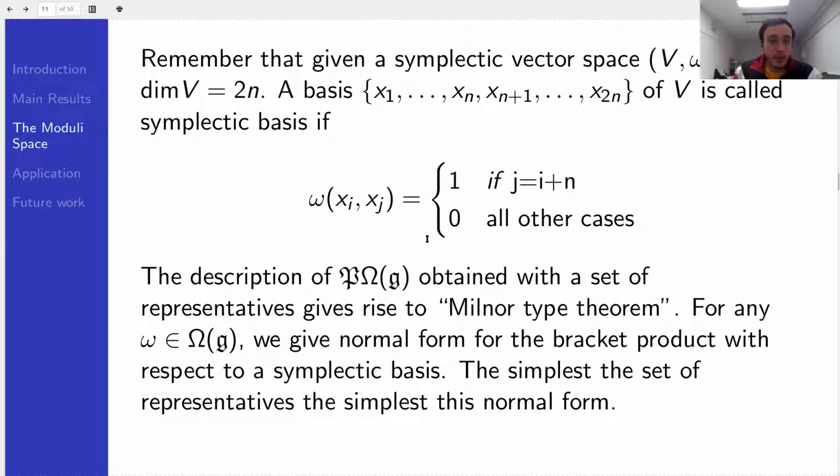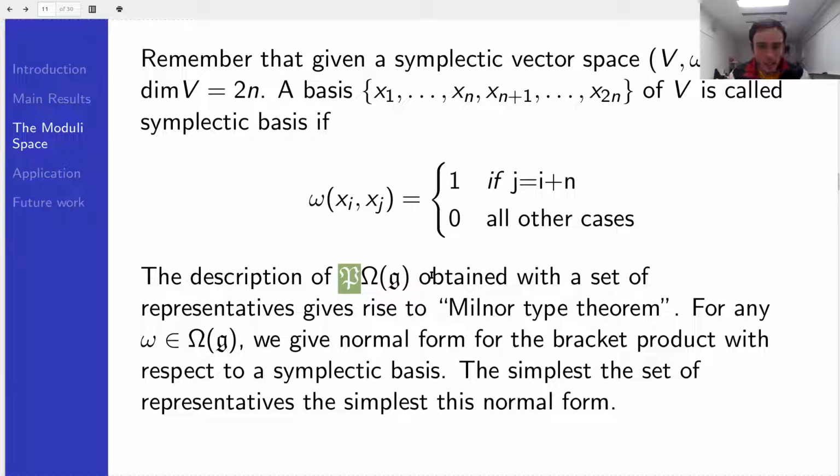So the description of the orbit space that we obtain with a set of representatives gives rise to a Milnor type theorem. What I mean is that for any 2-form, we will give a normal form for the bracket product with respect to a symplectic basis. And the simpler the set of representatives, the simpler this normal form.